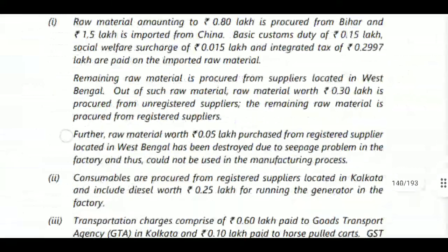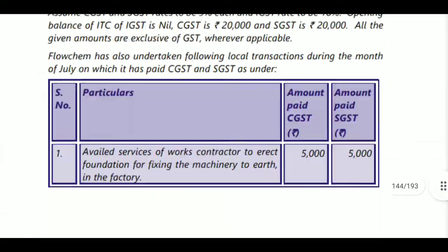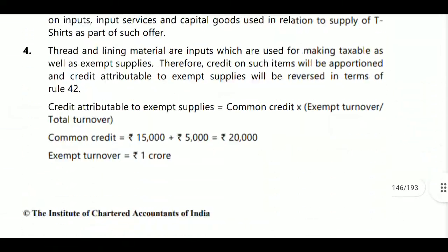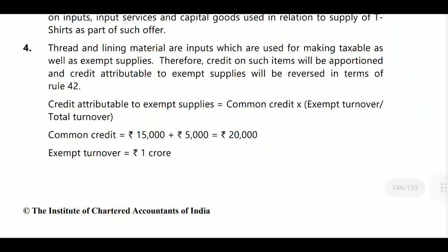For exempted turnover, the exempted turnover amount credit will be deducted from the total common credit. So question number 4. Threading and lining material are inputs which are used for making taxable as well as exempted supplies. Therefore, credit on such items will be apportioned. Credit attributable to exempted supplies will be reversed in terms of Rule 42. Whatever the exempted supplies input will be reversal.